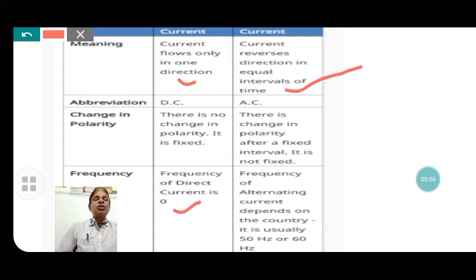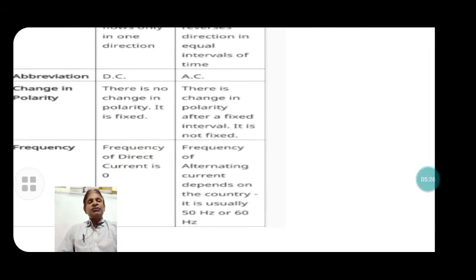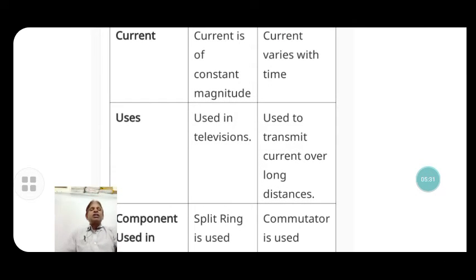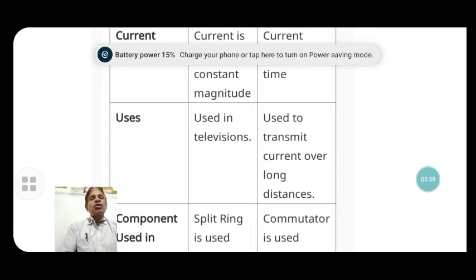But the frequency of the alternating current depends on the country. In our country, it is 50 hertz or 60 hertz. In another country, the frequency of the alternating current is different. But in our country, it is 50 or 60 hertz. Other major differences are given in the slide. The current in DC has always constant magnitude. Now look here.